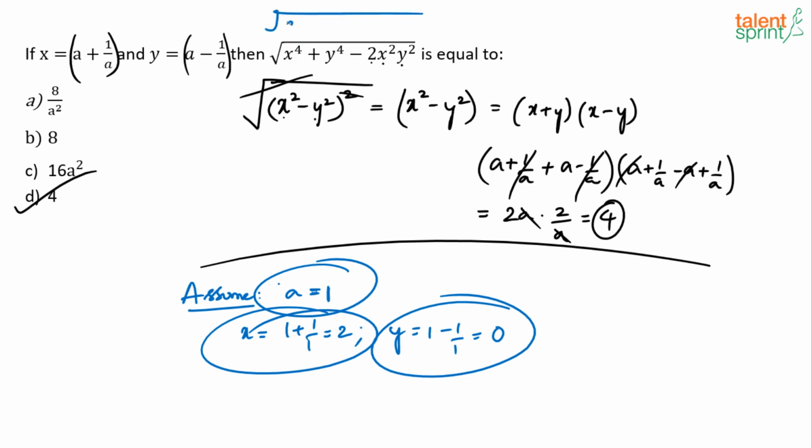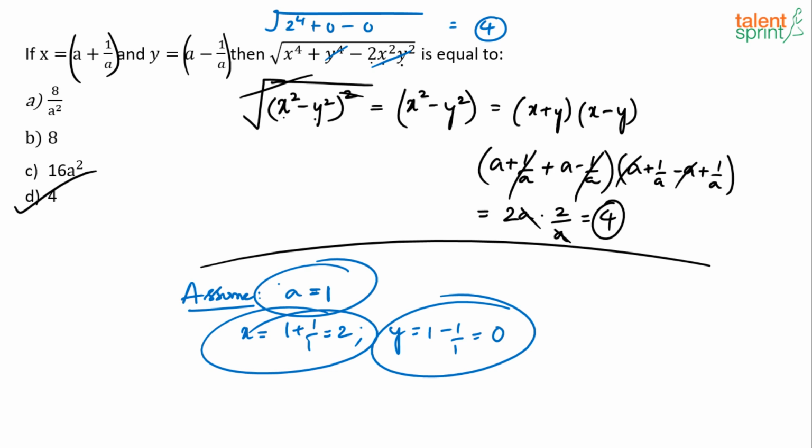So what happens? We'll get root over 2 power 4 plus 0 power 4 minus 2x square y square. Since y is 0, this whole term becomes 0. So 0 and 0 anyways. X power 4, 2 power 4, whole under root, 2 power 4, so 16. Square root of 16 is 4, which means the answer should be 4. The answer has to be 4.